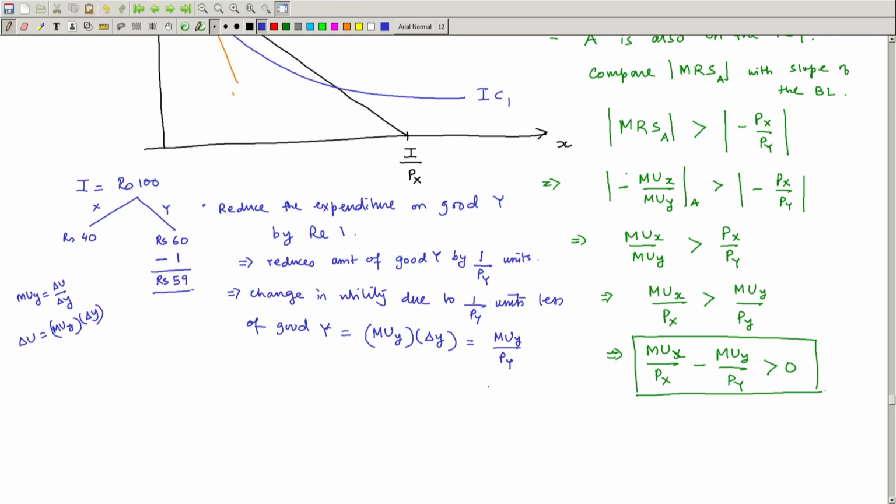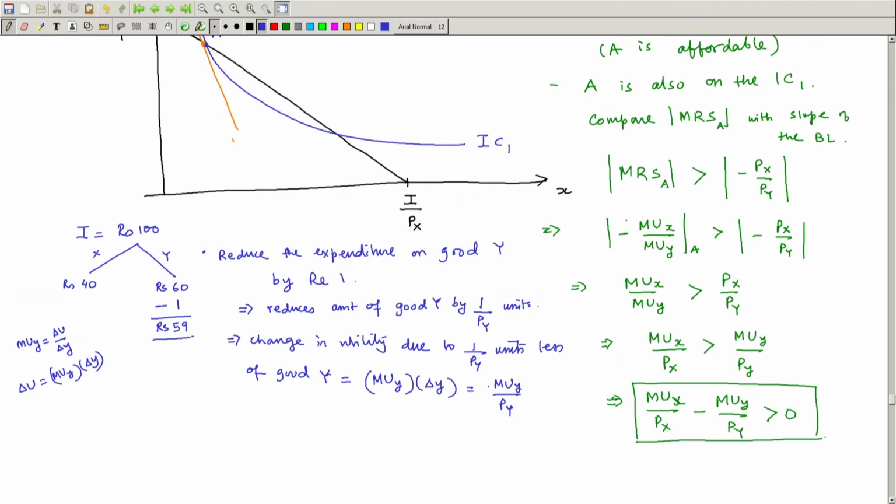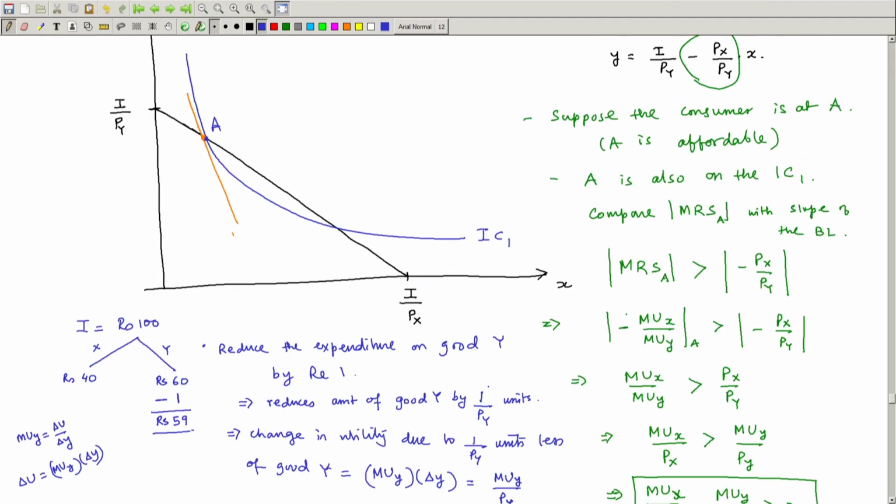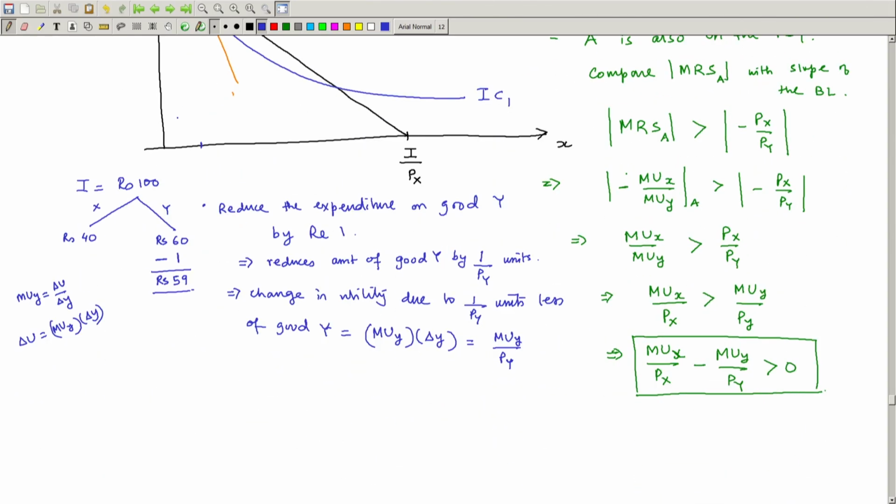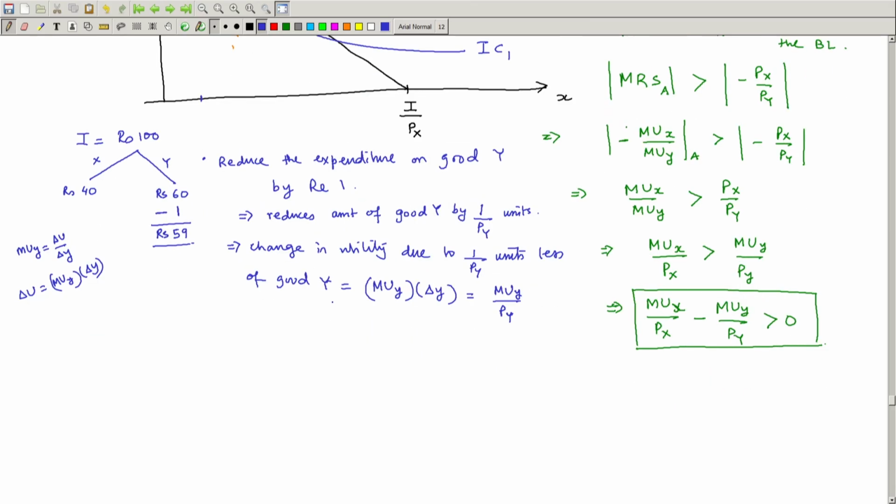So just to reiterate what I have done, I am trying to identify if I reduce my expenditure on good y by 1 rupee, that's going to give me some amount less of good y, but notice I am keeping the amount of good x the same. Essentially I will be on a lower indifference curve, which is the same as saying that my utility has decreased. Since delta y is a negative number, this is going to be a negative number, but I am right now just going to write it as a change in utility. The signs will adjust in my final step, okay.